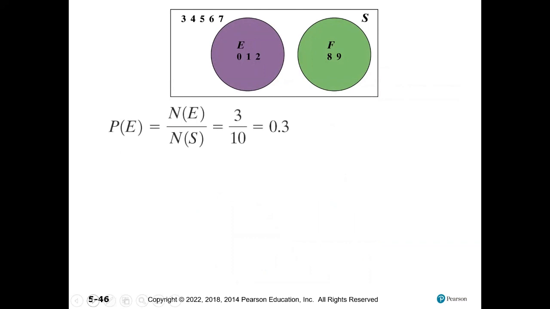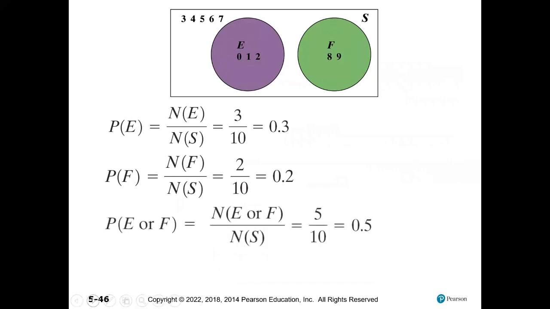What we can do is calculate the probability of each event occurring. So event E has 3 of our 10 possible numbers. Event F has 2 of the 10 possible numbers. So then the probability that I select a number in E or F is just their sum, 5 out of 10.